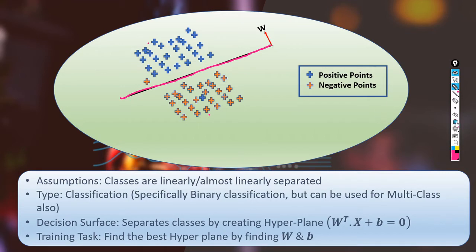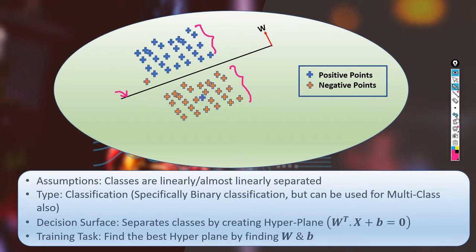Here we can see that these positive classes and these negative classes are almost linearly separable. Although there are some error points, it's almost linearly separable. That means by using this black straight line or hyperplane, we can easily separate both the classes with a good amount of accuracy. That is the most critical assumption that logistic regression makes: that both classes should be linearly separable.